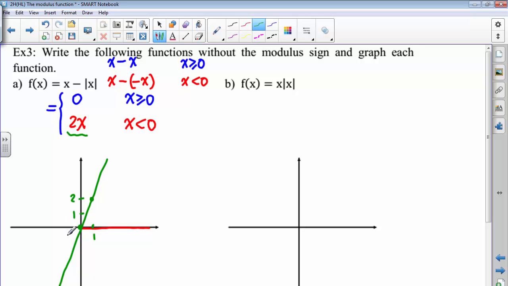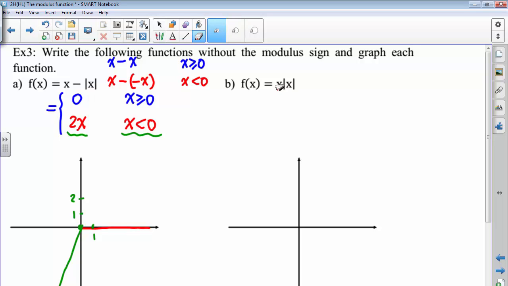However, I don't need the whole green line. I only need the x less than 0 part. So what I will do is I erase the positive part. So the final graph is such a horizontal line plus such an oblique line. This is the graph for this modulus function.